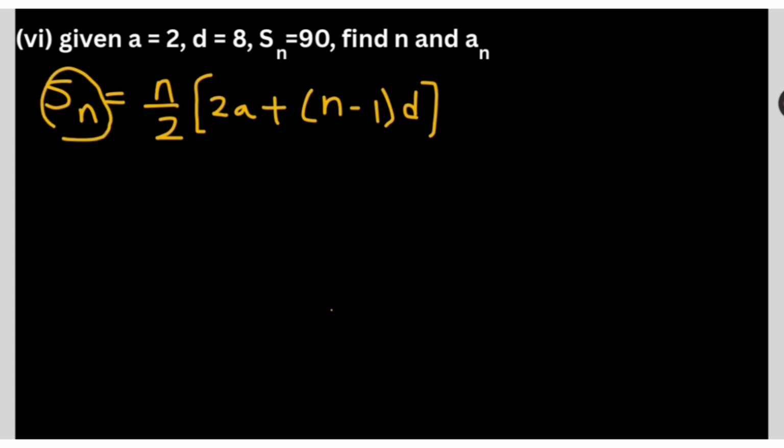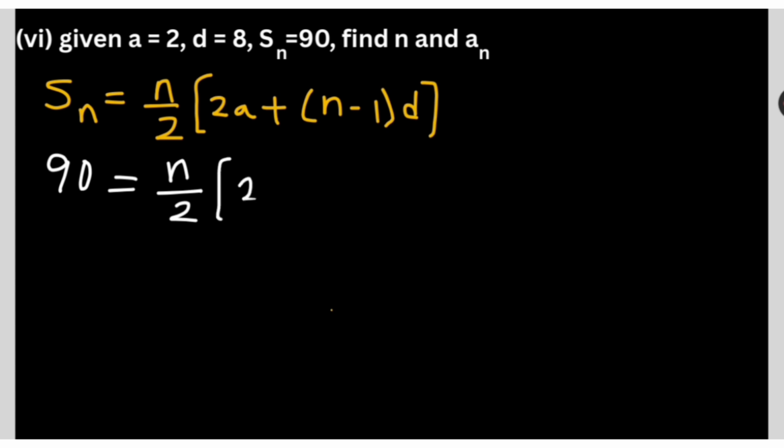So here they gave the first term and common difference, and we are given Sn. So using the Sn formula, let's try to find n and the nth term. What is the Sn formula? n over 2 times 2a plus n minus 1 times d. Here Sn is 90. Let's write 90 equal to n, we don't know, just write it as it is, n over 2 times 2 times the first term 2, plus n minus 1 times the common difference.